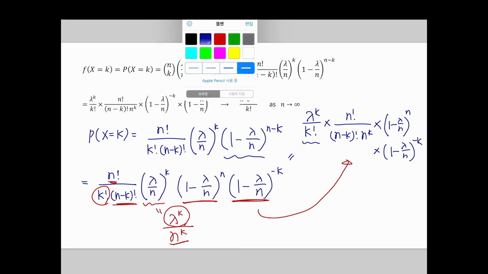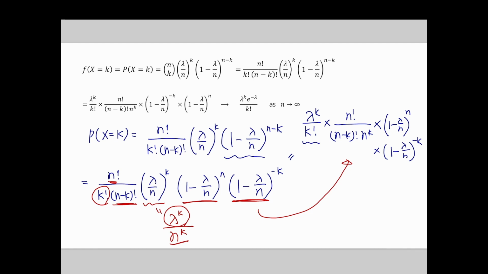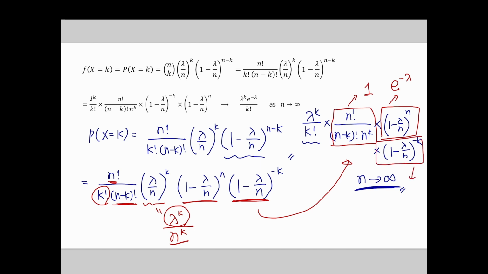Okay, and as the number of binary trials, small n, goes to infinity, then according to the previous three facts, you can find that this term goes to 1, and this term goes to the Euler constant e to the minus lambda power, and this term goes to 1.